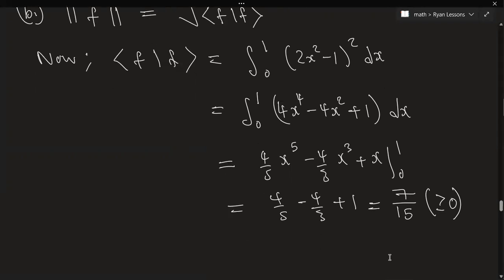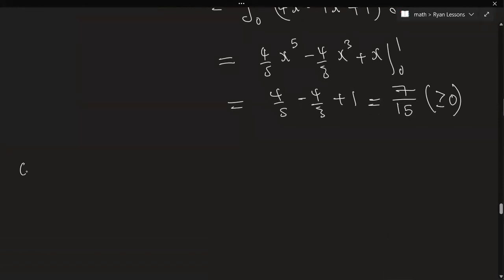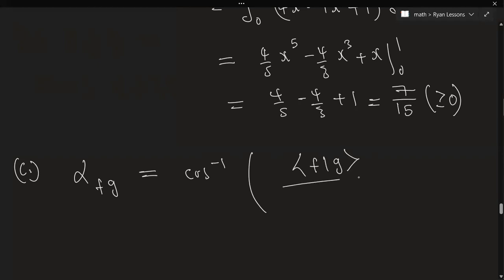Then C. With C now, we want the angle between the two vectors, f and g. We know according to the definition that this angle is given by arc cosine of the inner product of f and g at the top, divided by the norm of f times the norm of g. To calculate this angle, the top two we already know. So we have to get the norm of g now.